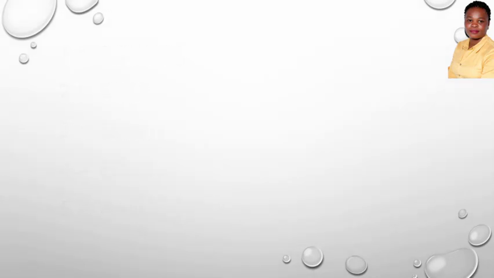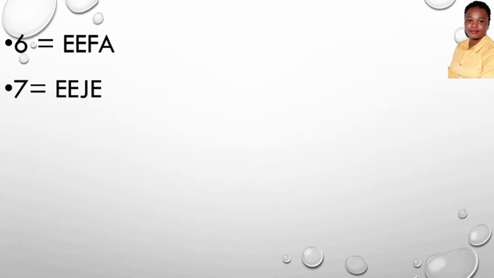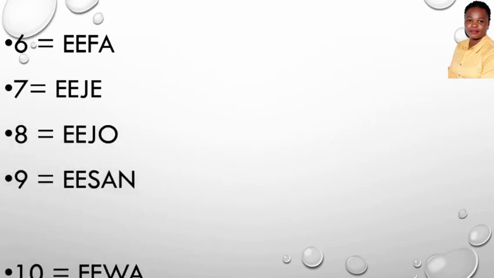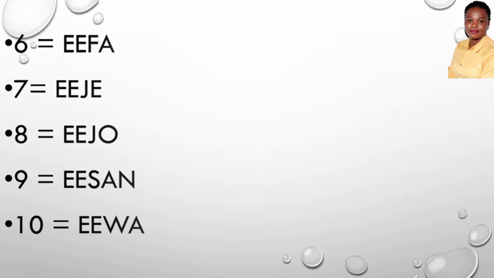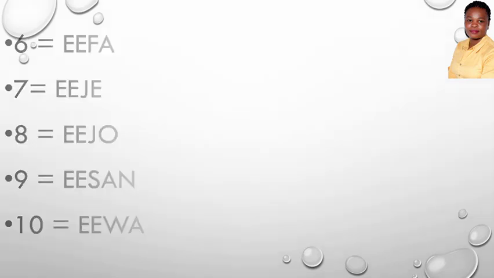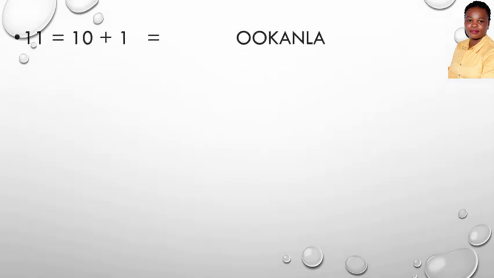So let's go to the second batch. 6 ẹ̀fà, 7 èje, 8 ẹ̀jọ, 9 ẹ̀sán, 10 ẹ̀wá. Now you can see 1 to 10 is very easy. Very easy. So let's go to the other batch.